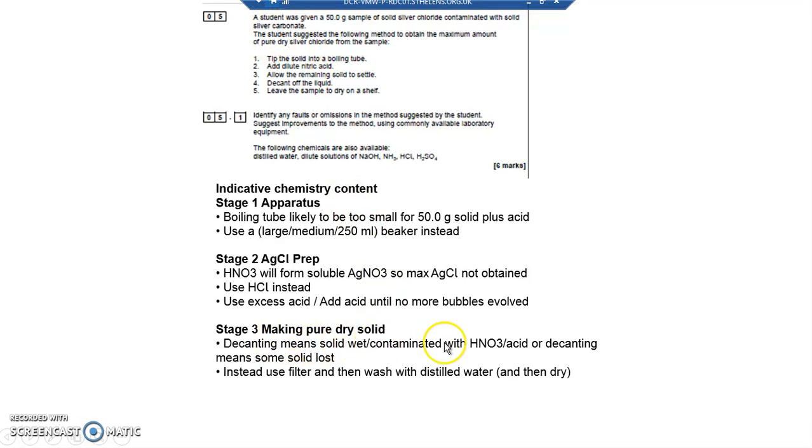Decanting means you've got a wet solid, and you're also going to lose some of the solid as well. Instead, use a filter and then wash with distilled water. Distilled water is a good idea. Distilled water hasn't got any particles or impurities in there, and therefore distilled water would mean that you're not recontaminating the solid. And then dry, but it already says dry.